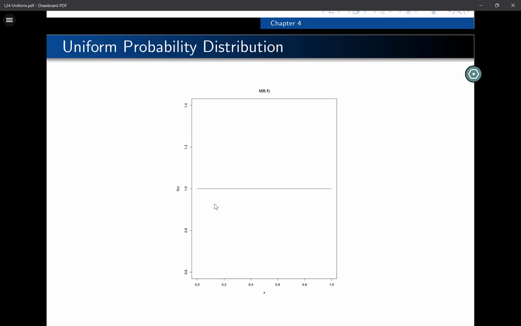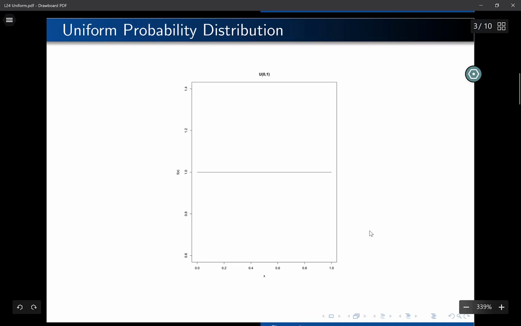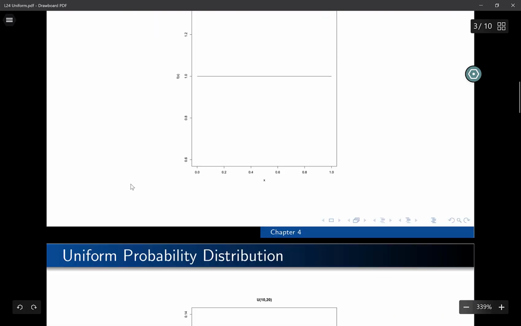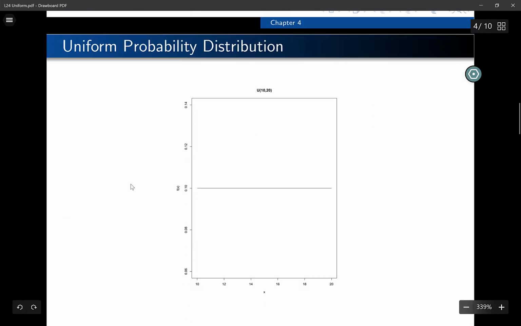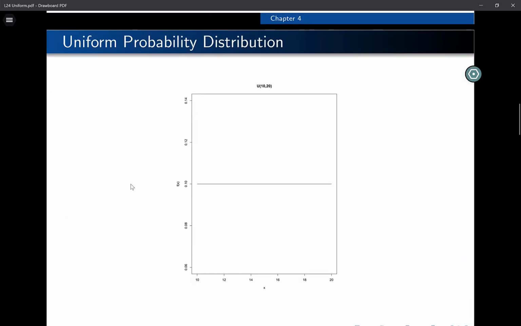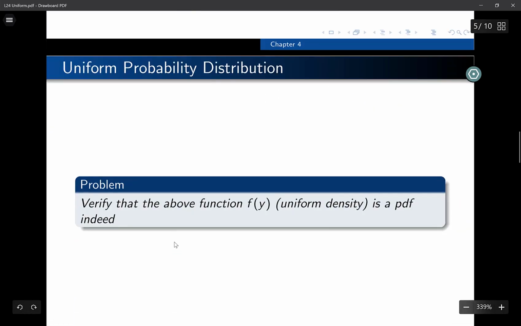So this is how the graph looks like if you were to graph this distribution. Here theta 1 is 0 and theta 2 is 1, so that's uniform 0, 1. The density is just a constant 1, and it's 0 everywhere else. So I'm just showing the part where it's non-zero in this graph. This is uniform with parameters 10 and 20, or on the interval 10 and 20. Again, it is just a constant.